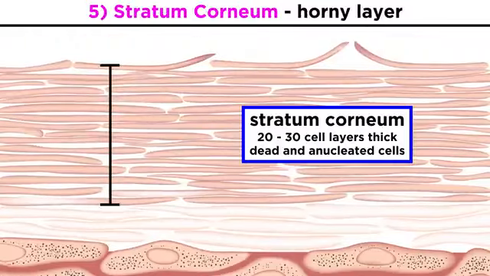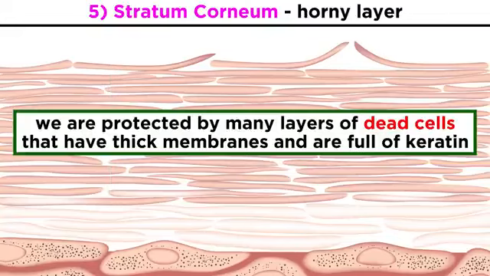This outermost section is 20 to 30 cell layers thick, and all of these cells are anucleated, meaning the nucleus has disintegrated. So it's incredible to think that all the cells covering the outside of your body are actually dead, but they are dead in a specialized way, with thick plasma membranes surrounding lots of keratin. These dead cells protect all the living ones inside from all the outside dangers.